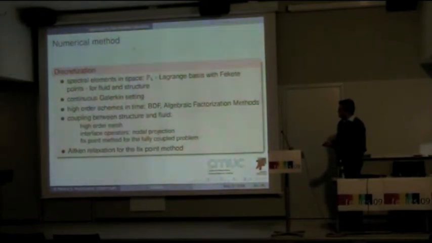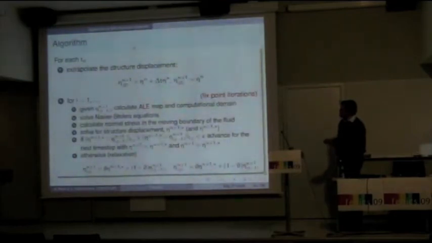Regarding the interface operators, we do nodal projection, and for the full problem at the moment we do only fixed point, which is rather crude. But now we are working on a semi-implicit scheme which was proposed by Gerbeau, Grandmont and Fernandez. And in the fixed point iteration we use Aitken relaxation. So the algorithm reads like this.